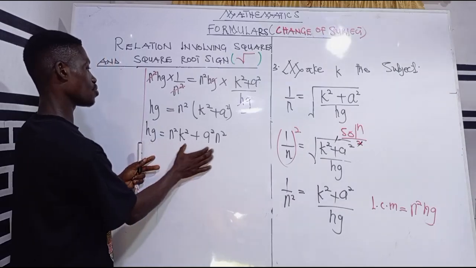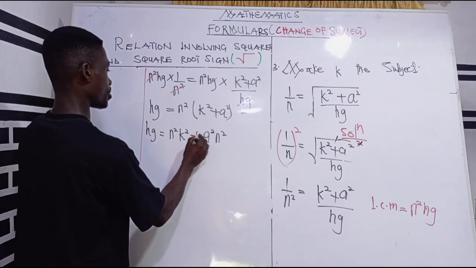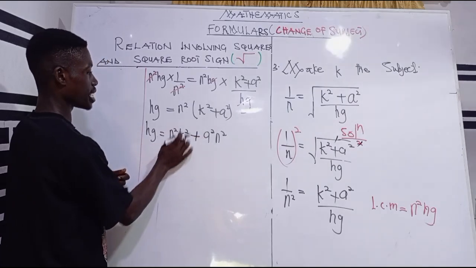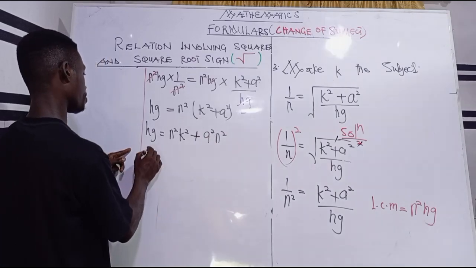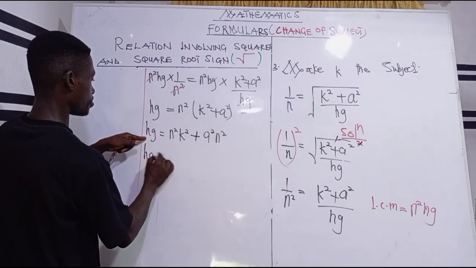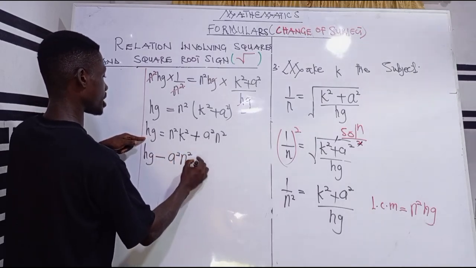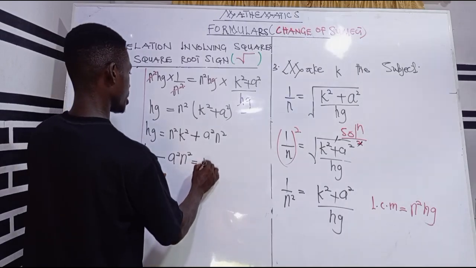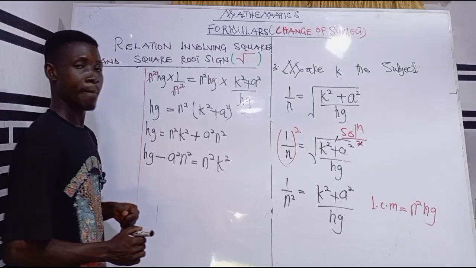So we first have to transpose the whole of this term to the other side of the equation, so that we'll be left with what? N squared k squared. I guess you are following. So we are going to get hg, which is this one, and then minus a squared n squared is equal to n squared k squared.